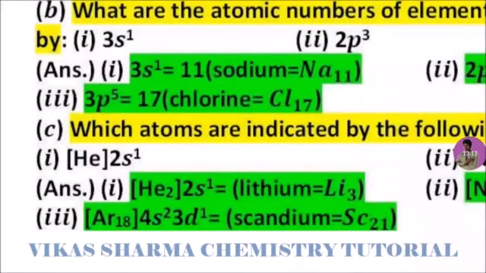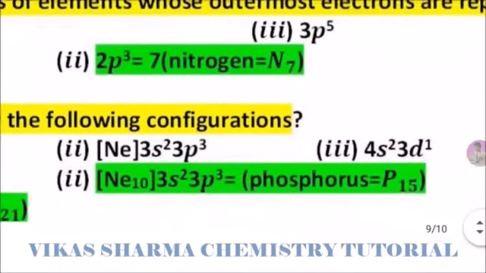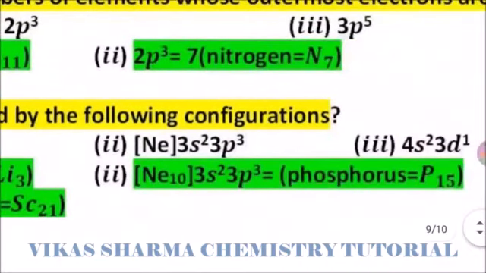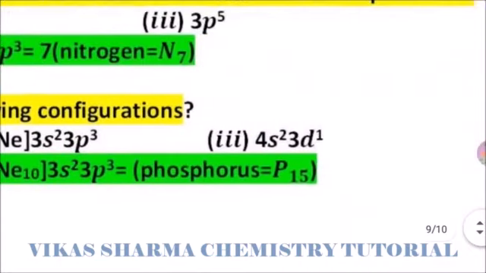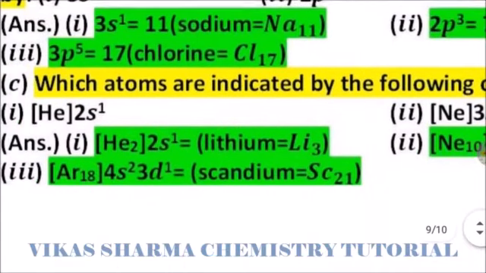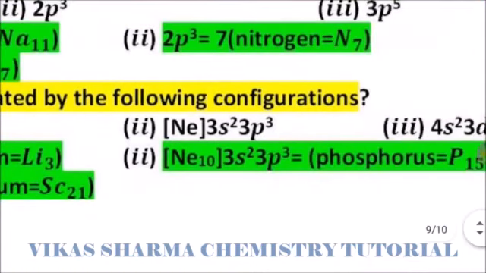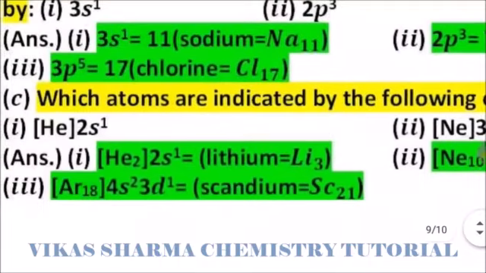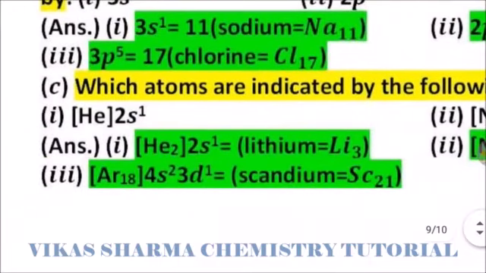The next question is: which atoms are indicated by the following configurations: helium 2s1, neon 3s2 3p3, and argon 4s2 3d1? So students, helium has atomic number 2, and 2s1 gives 3, so it belongs to lithium. Neon 3s2 3p3 gives 10 plus 2 plus 3, 15, it belongs to phosphorus. 4s2 3d1 after argon belongs to the element scandium.